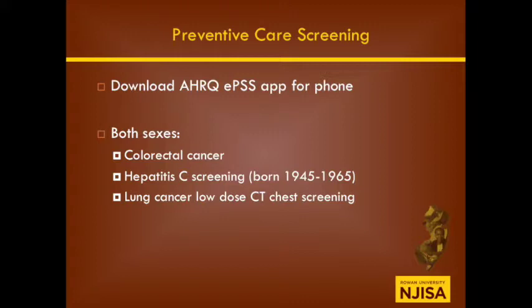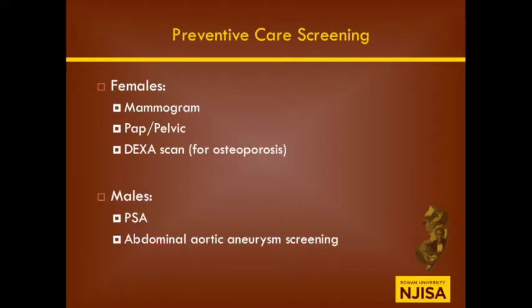In terms of comprehensive geriatric assessment, both sexes should be screened for colorectal cancer with colonoscopy or some other test, hepatitis C if they were born between 1945 and 1965, and low-dose lung cancer screening of the chest with a CT if they were smokers. Females specifically should get mammograms and paps and pelvics, as well as DEXA scans for osteoporosis. Males should get PSA, which is prostate-specific antigen, as well as abdominal aortic aneurysm screening. Again, smokers are more prone to this than non-smokers.